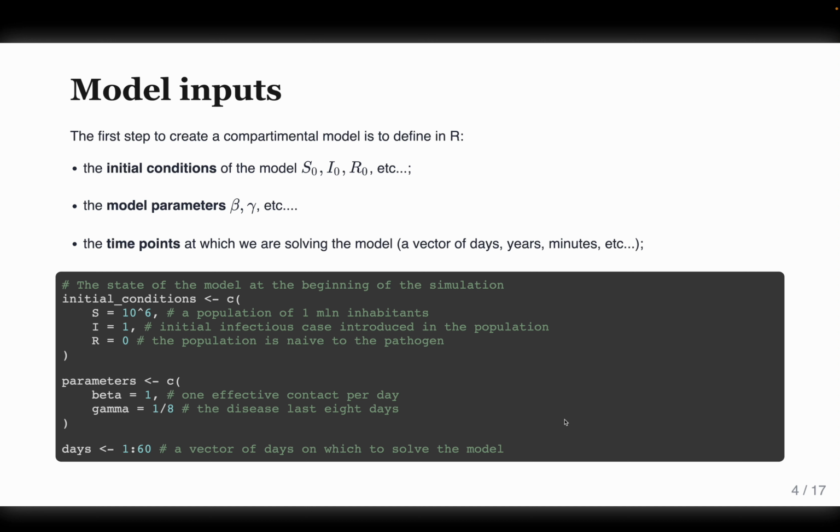So the inputs of our models, as we saw before, are the initial conditions. In this case, we have an SIR model, so we need three compartments. We are simulating a population of 1 million, in which we insert just one infectious case. Then we have our parameters, beta and gamma, as we saw before. And then our time points. In this case, we are using a day time interval, and we want to follow the simulation for 60 days. To do this, we need to define a vector of 60 days, from 1 to 60.